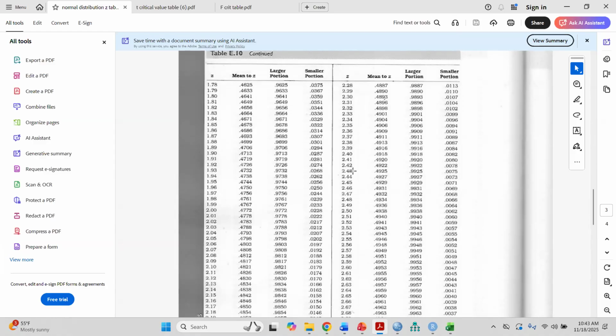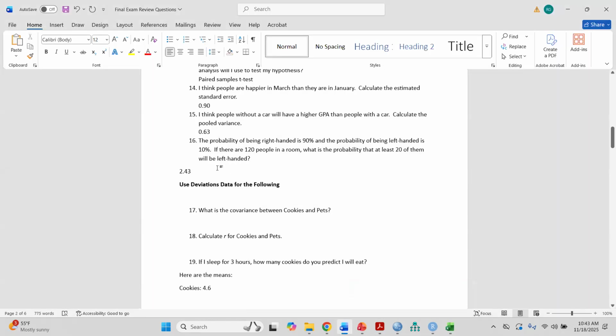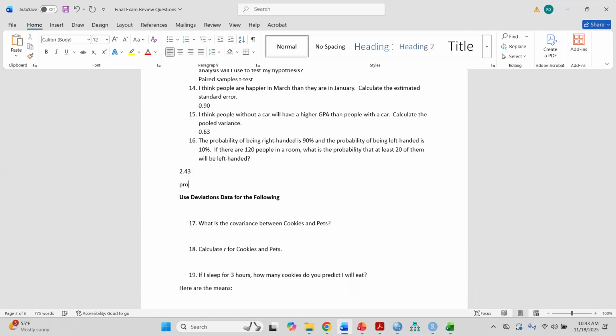That's the z-score. The probability of obtaining that or higher is the smaller portion. Probability is 0.0075. So we're going to go probability equals 0.0075. Okay, there we go. So this is the z, but the probability is 0.0075.